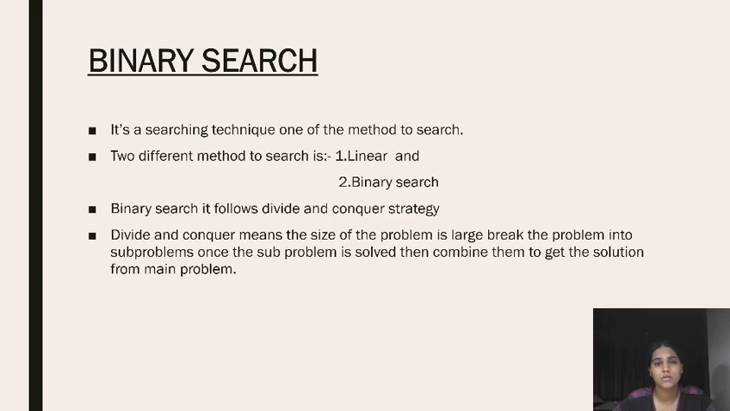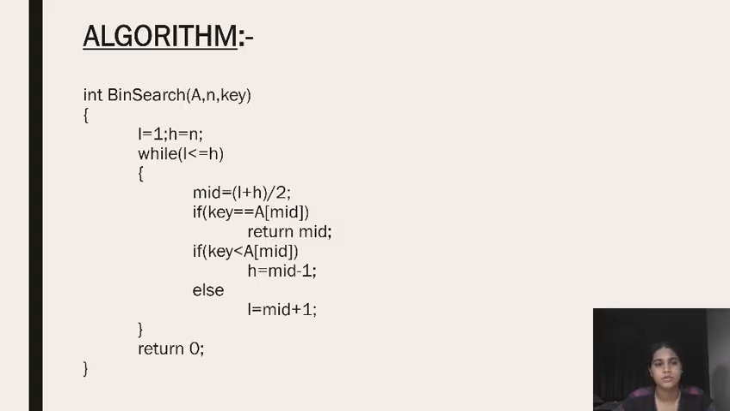Next, let us get to know what the binary search algorithm is and how it works on binary search problems in the following slide. The binary search algorithm takes the array, size and the key to search, and L stands for low, H stands for high. The L position will be the first position and the H high position will be the last position of the array.